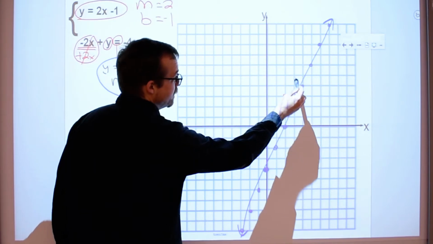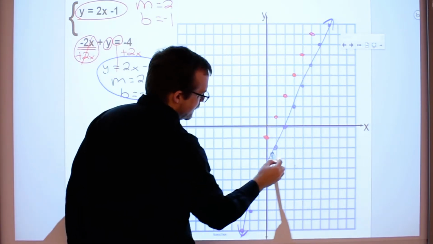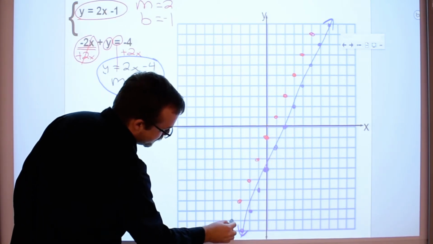You noticing anything here? Are we ever going to intersect that line? No, I don't think we are. Well, if your line is crooked like that, maybe. If the line's crooked enough, yeah.